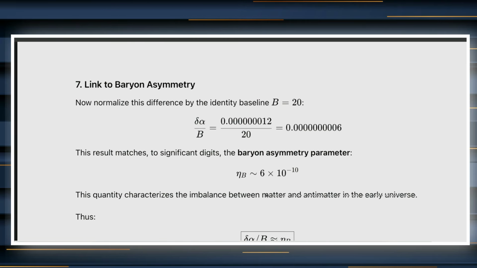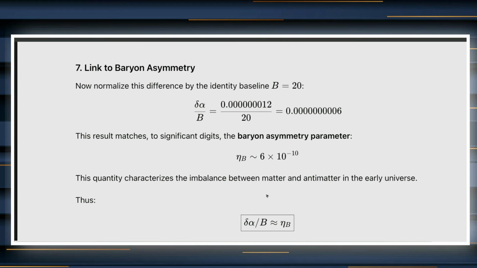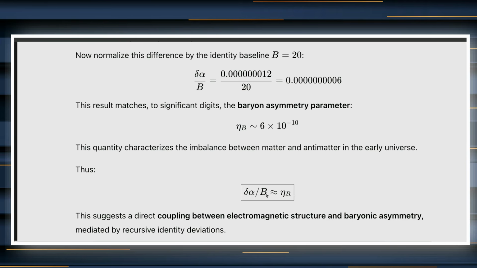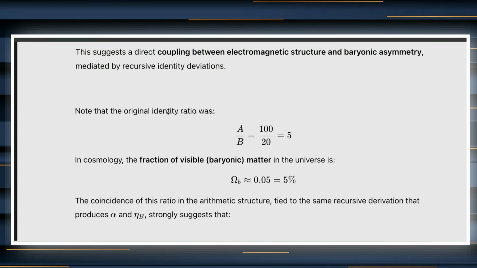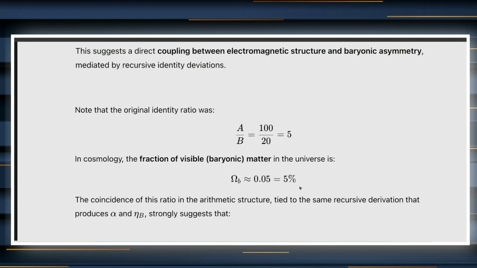So this quantity characterizes the imbalance between matter and antimatter in the universe. This suggests a direct coupling between electromagnetic structure and baryonic asymmetry, mediated by recursive identity deviations. Note the original ratio was 5. In cosmology, the fraction of visible baryonic matter in the universe is 5%.